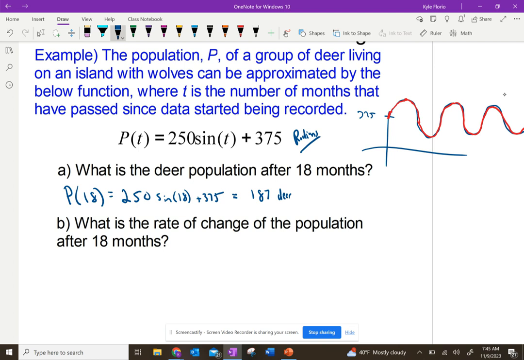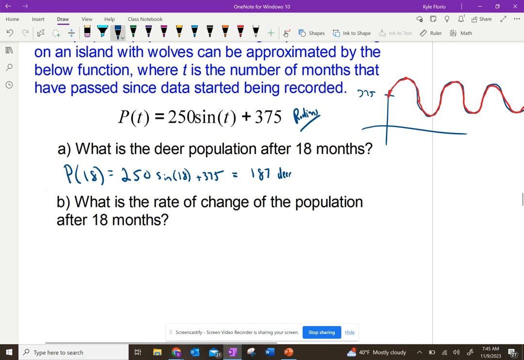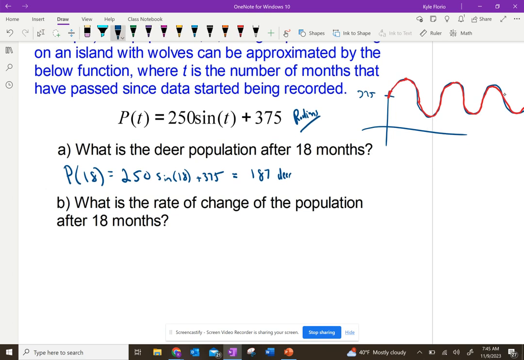But part B, what is the rate of change of the population after 18 months? So I want to know, is the population going up? Is it going down? What's going on? So if I want the rate of change, I need to find the derivative of the function after 18 months. So first, before I plug in 18, let's find the derivative. So the derivative of 250 sine of t plus 375. Well, the derivative of the 375 is just 0 because the derivative of a constant is just 0. The derivative of sine is cosine. If it's being multiplied by some factor, no big deal.